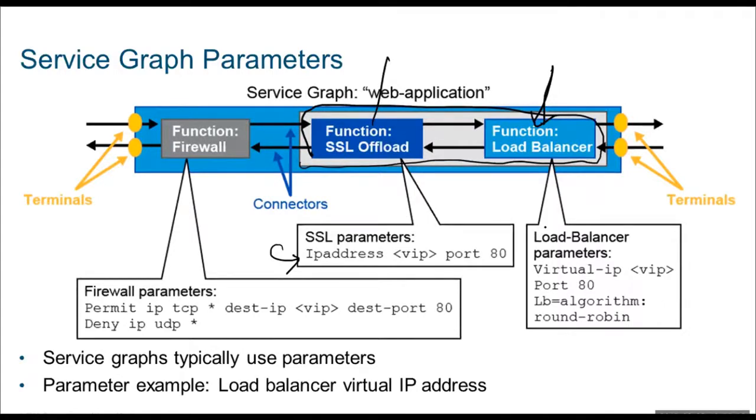You can specify it within an EPG. You can specify it within an application profile. So if you're dedicating a firewall for a certain profile only, you would specify it with an application profile. Firewall is used by all applications in the tenant. You would specify it in a tenant context rather than a specific application.